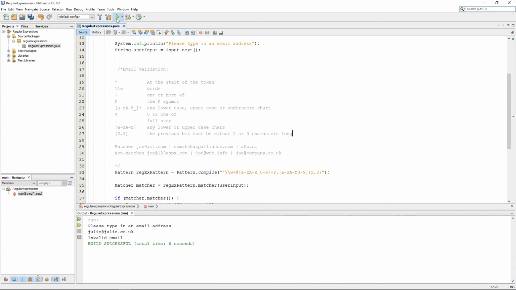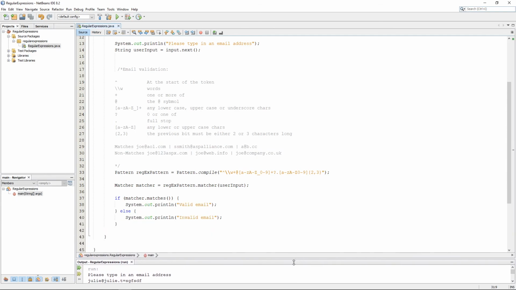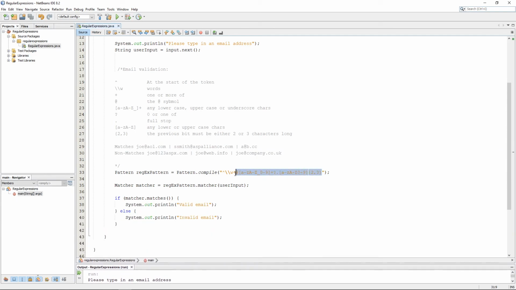So if I run mine again, and I did Julie dot, let's go hammer the keyboard, it's going to go invalid email address. All right. There's lots of things that this email address matches. There's lots of things that it doesn't match. But this particular one is a bit of a pants one. You tend to find, as a bit of a rule of thumb, for things like emails, the longer they are, the better they are, because they can match lots of different cases.